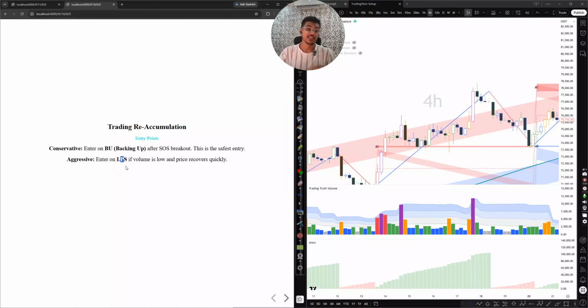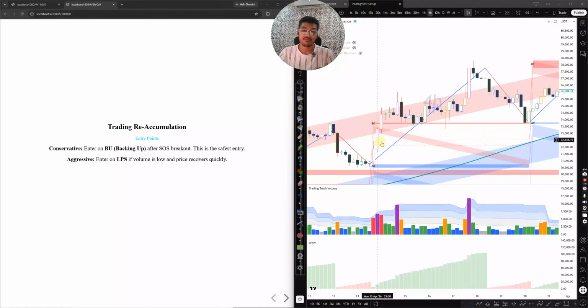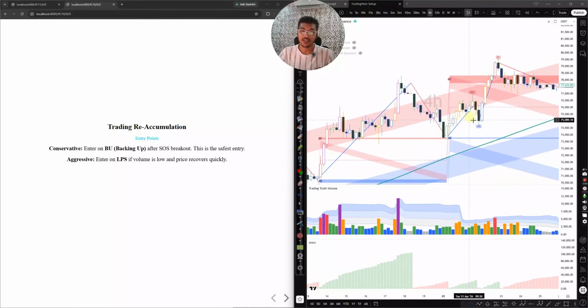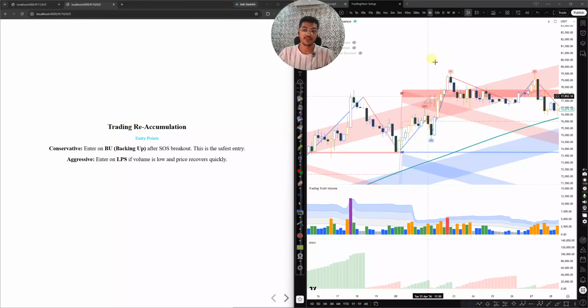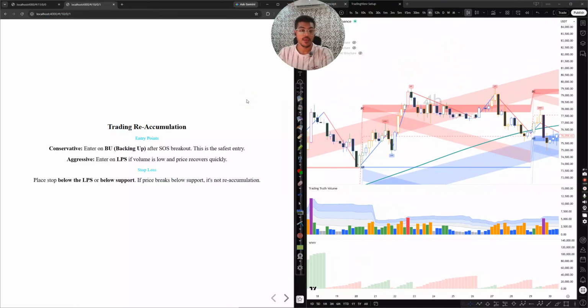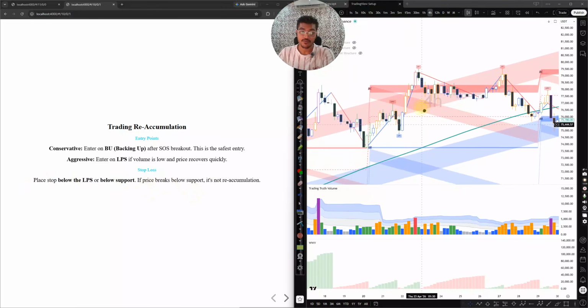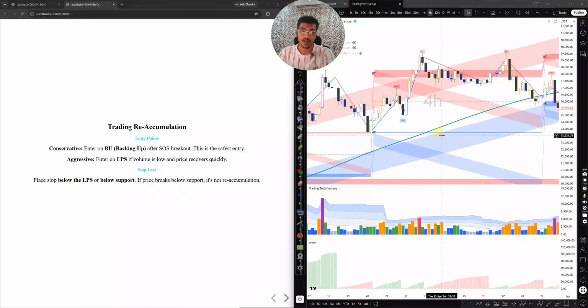Second one, if you're aggressive, enter on LPS if volume is low and price recovers very quickly. You can actually take the trade here, on the LPS, and go with the trend. Place your stop below the LPS or below support, like that.